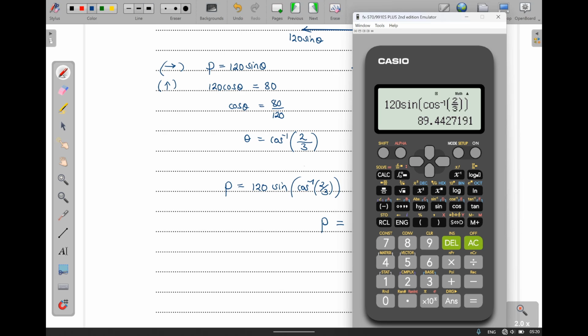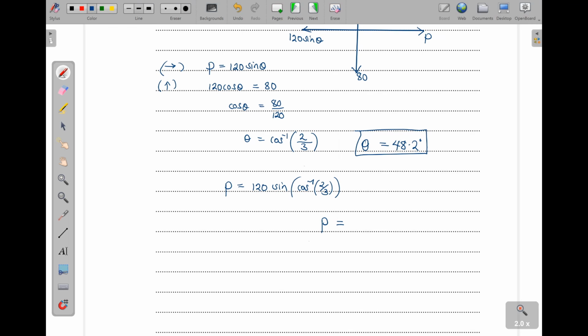And then we get 89.4 to 3 significant figures. 89.4. That is that.